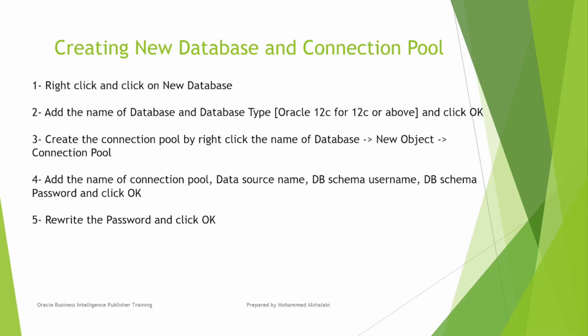After that, you need to create your connection pool by right clicking on the name of the database, a new object, and selecting connection pool. Add the name of the connection pool, data source name. Data source name, we'll talk about it in detail in the coming slides. And database schema username, database schema password, and click OK. And you need to rewrite the password and click OK.